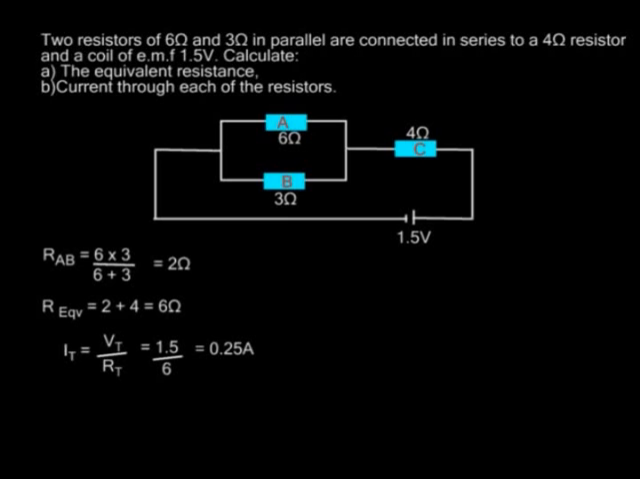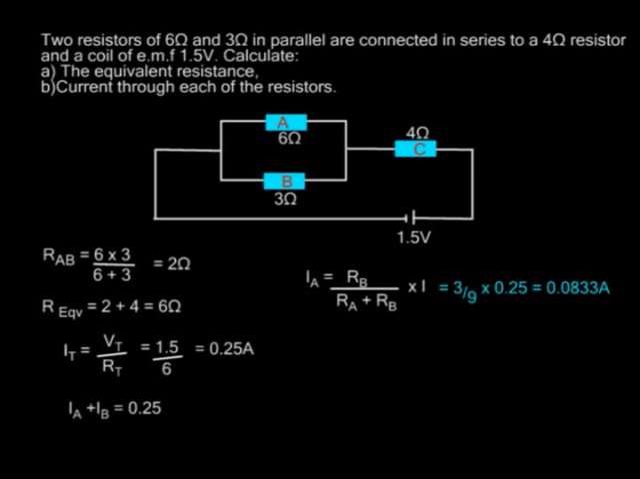Now, IA plus IB is equal to 0.25. Using the current divider law, IA is equal to RB over RA plus RB times I, which is equal to 3 over 9 times 0.25, which gives us 0.83 amperes. Similarly, IB is equal to RA over RA plus RB times I, which is equal to 6 over 9 times 0.25, which gives us 0.167 amperes.